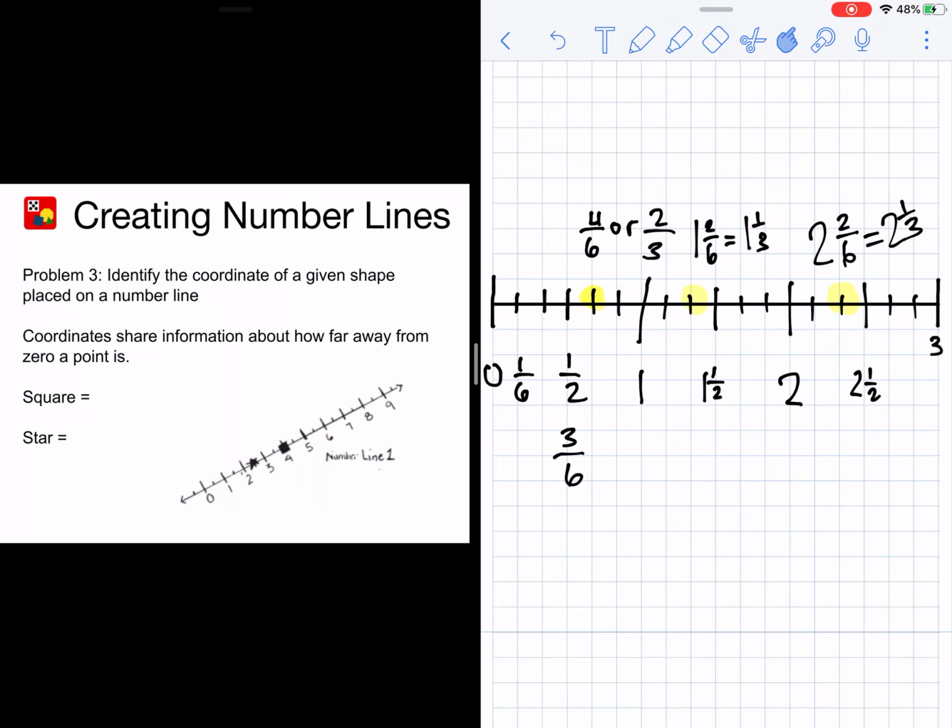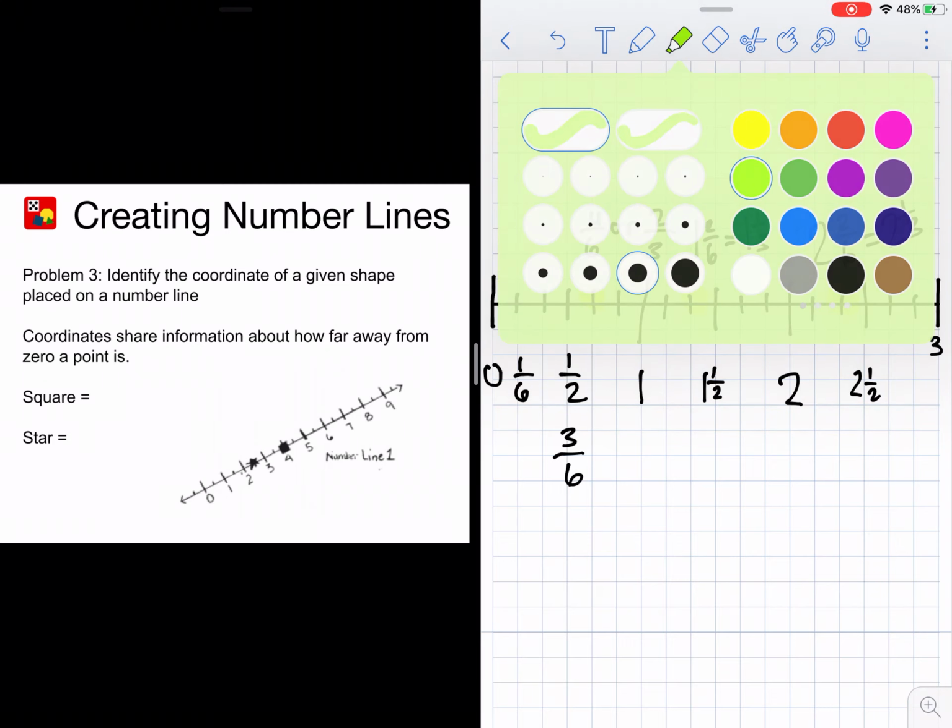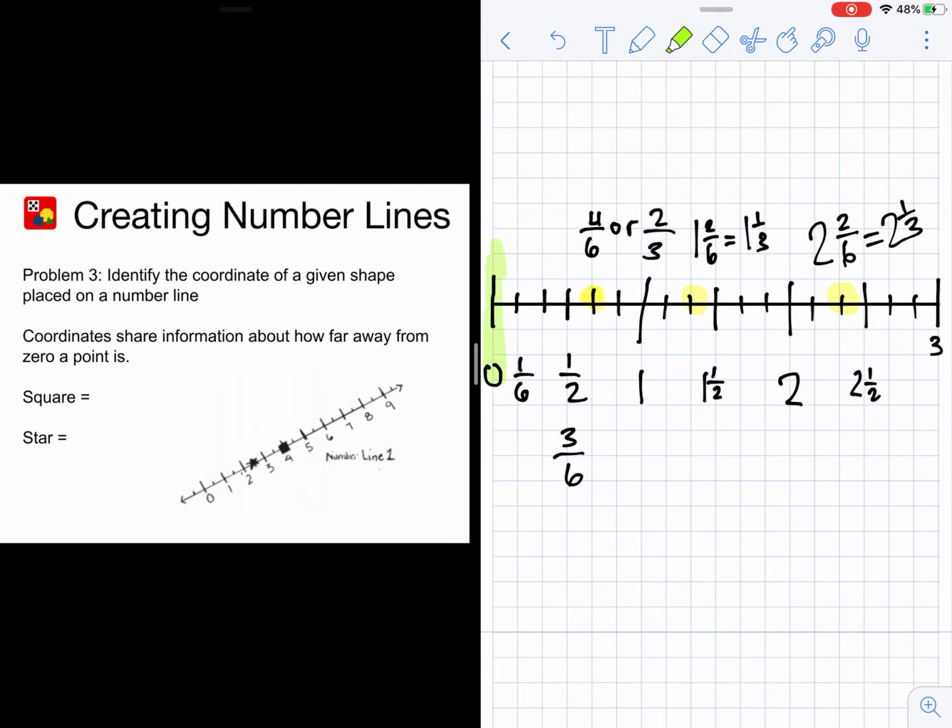So remember, every number line has an origin, and the origin is what? The origin is 0. Okay, where the line begins, that's your origin. We can use the origin as a reference point to tell the location of other points on and off the line. We can describe the location of a shape on this line by telling its coordinate. Everybody say coordinate. The coordinate tells the distance from 0 to the shape.